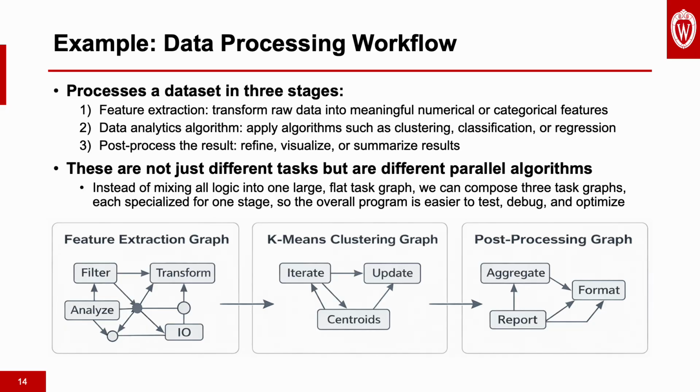The workflow typically consists of three stages to process a dataset: feature extraction, data analytics algorithm, and post-process the result. Feature extraction can be a parallel algorithm that transforms raw data into meaningful numerical or categorical features. Once features are extracted, we can apply parallel data analytics algorithms such as clustering, classification, or regression to classify the data. Finally, we refine, visualize, or summarize the results depending on the application need.